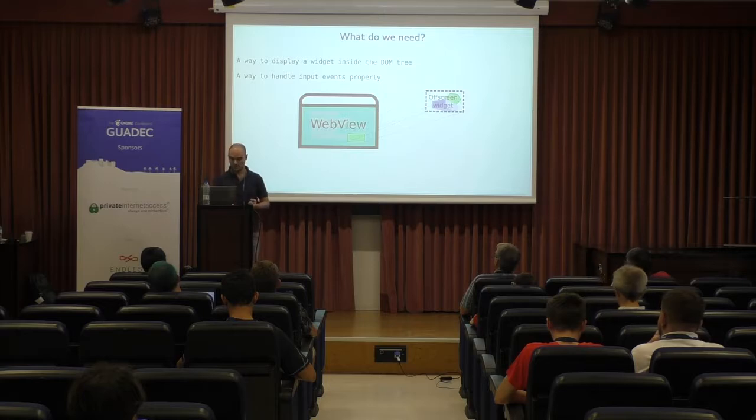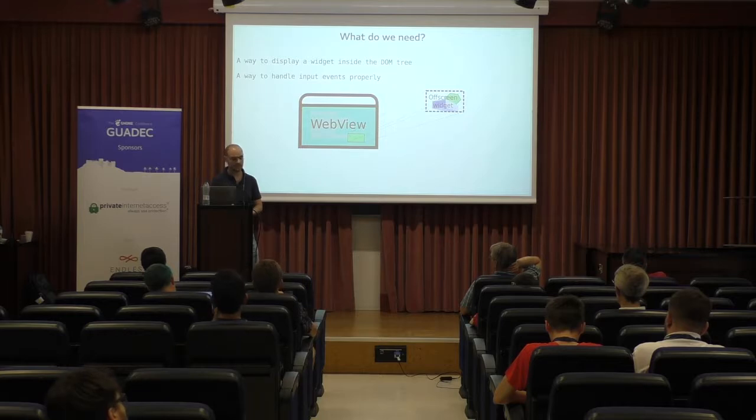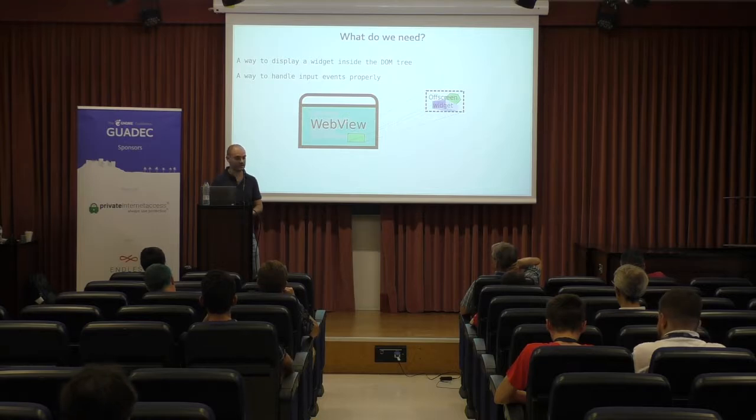So, inspired by the Broadway backend, I had an idea, and I thought that if I had all the children that you add to a web view rendered to an off-screen window, then it would be possible to get that image data and render it into a canvas element inside the DOM tree.